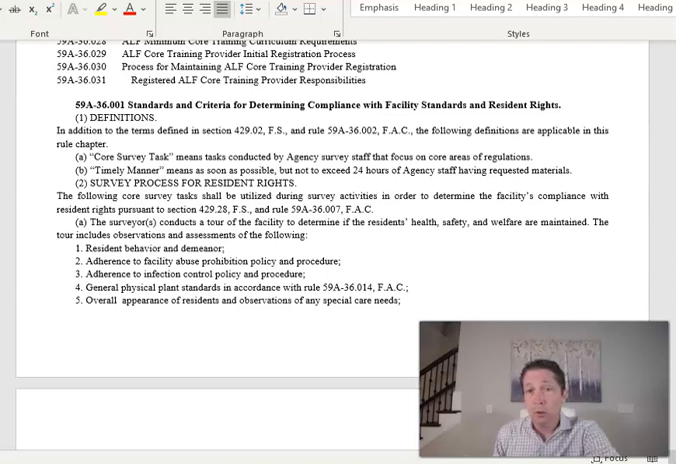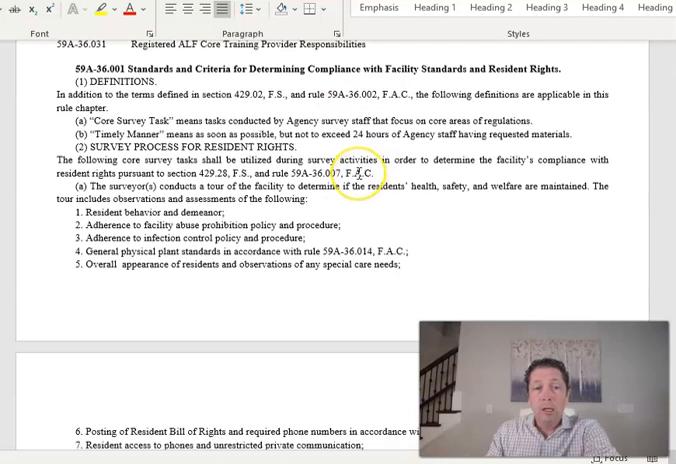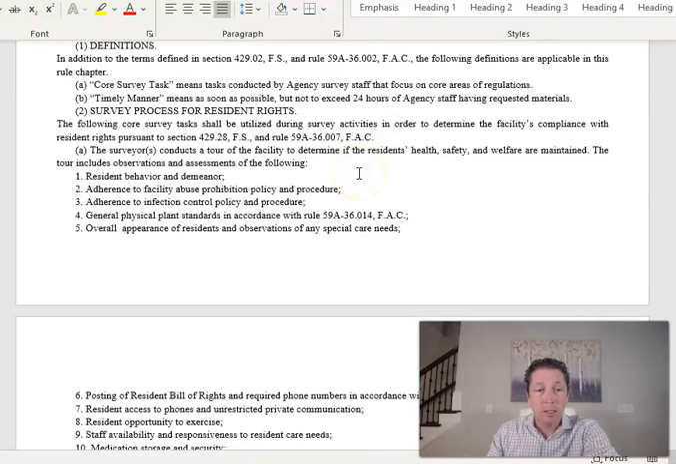This first section is a newer section that they've added, and it goes through the survey process for resident rights. It's in 59A-36.001. The first section you see is standards and criteria for determining compliance with facility standards and resident rights. Number two says survey process for resident rights. The following core survey tasks shall be utilized during survey activities in order to determine the facility's compliance with resident rights pursuant to 429.28, which I told you, I think, is resident rights listed within the Florida statutes.